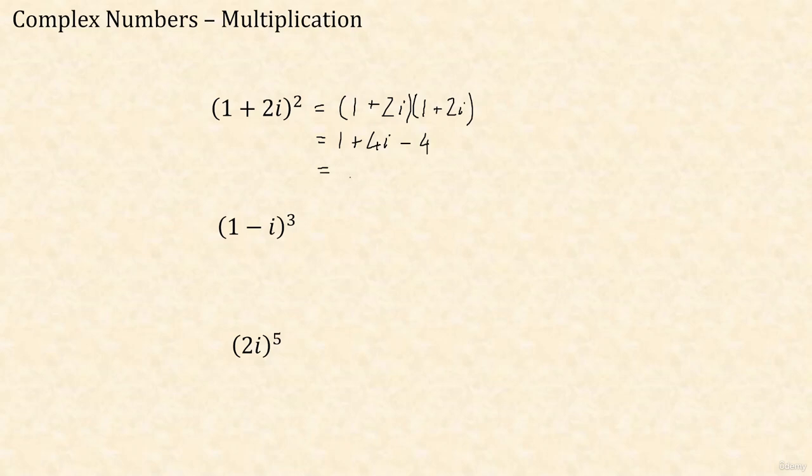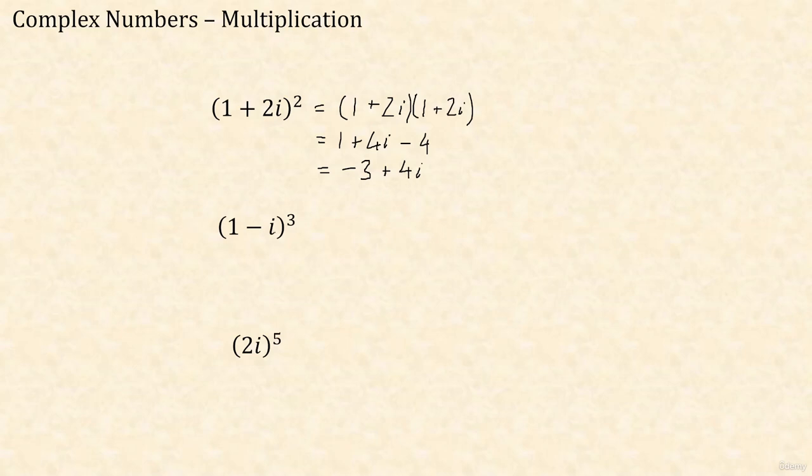And so what do I end up with? Well, 1 minus 4 is negative 3. And we also have 4i. So this is also interesting because I found that the square of this number is this number, and so that's also one of the square roots of this. If I was to square root both sides, I would learn that 1 plus 2i is one of the roots of minus 3 plus 4i.